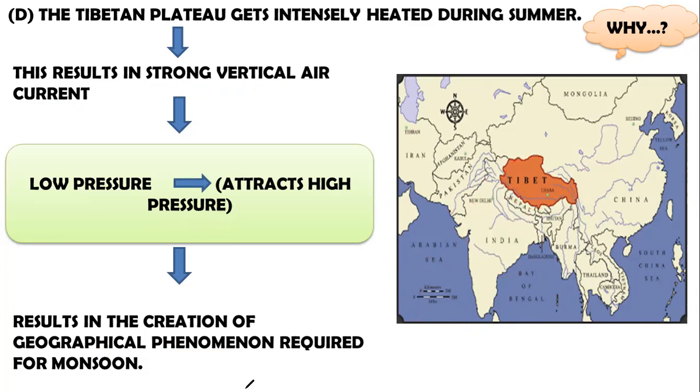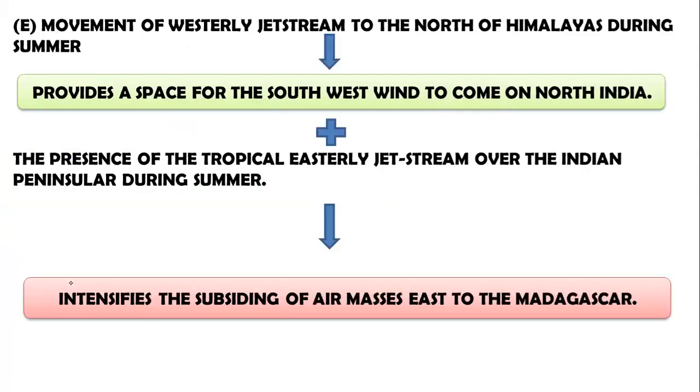And all these winds that are coming from the water bodies carry moisture with them, and they precipitate all that moisture on the Indian subcontinent. Now our last reason was the movement of the westerly jet stream to the north of the Himalayas during summer. We had already studied about jet stream. If you haven't, you can have a look at that video.